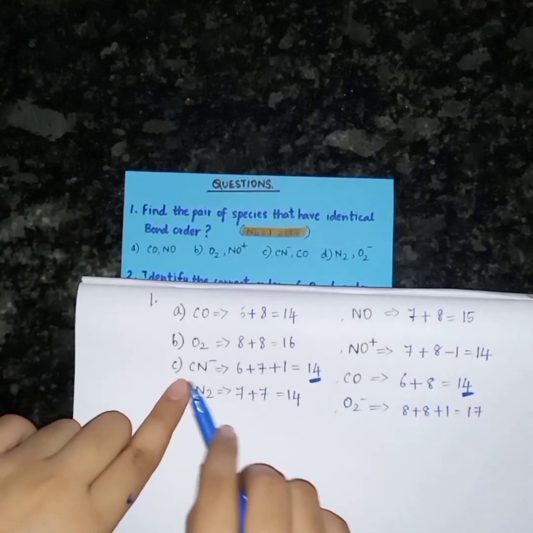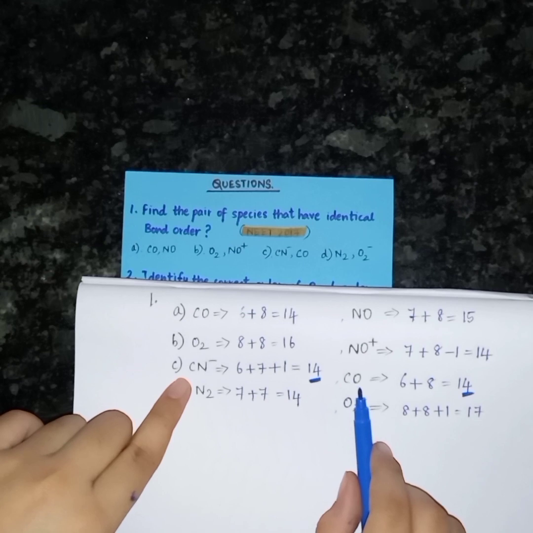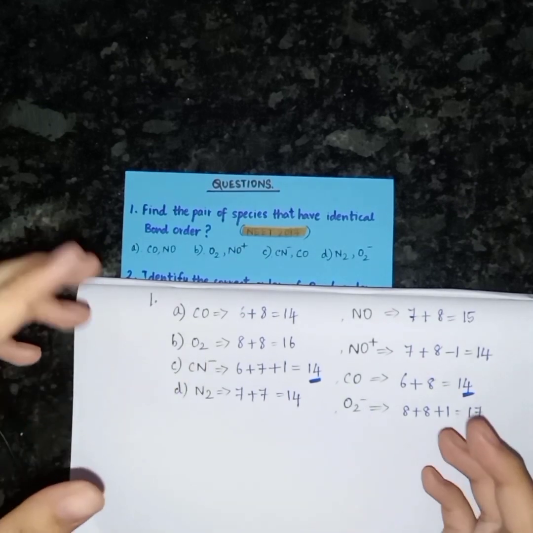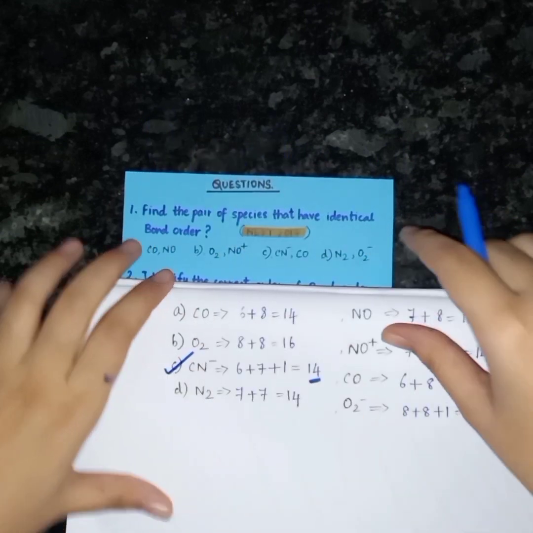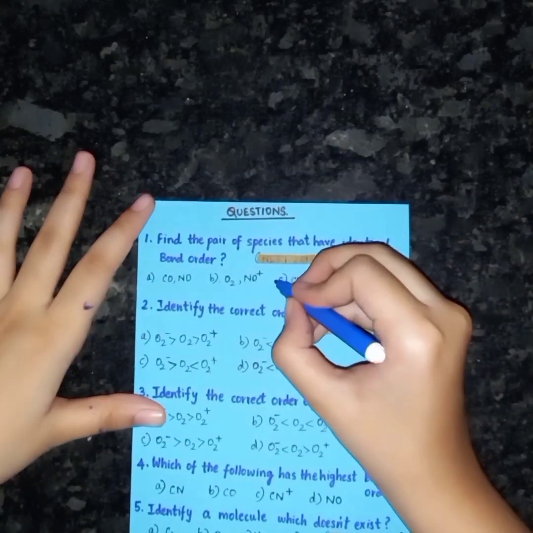Here in the third option, CN minus and CO are having the same number of electrons, that is 14. Thus, these two are the isoelectronic species. Therefore, they will have the identical bond order. The answer for this question is the third one. Third option is the answer.